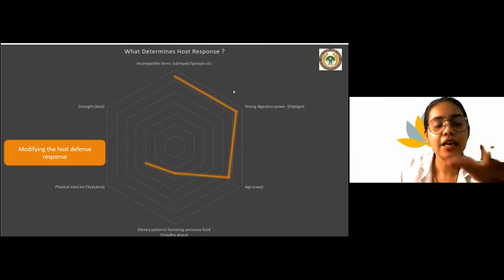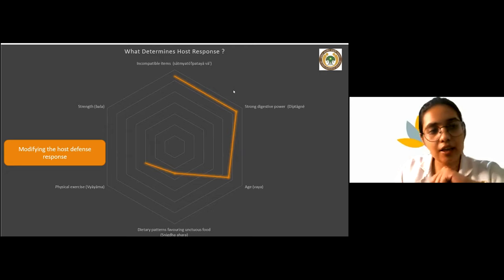For example, if you're talking about strength or bala, there are 3-4 classifications of strength according to Ayurveda, in which only one classification is modifiable. Other than that, it is not. In the same way, lifestyle modifications come into the modifiable factors, the dietary patterns and dietary behavior also come into modifying the host response. Age is not a modifiable factor.